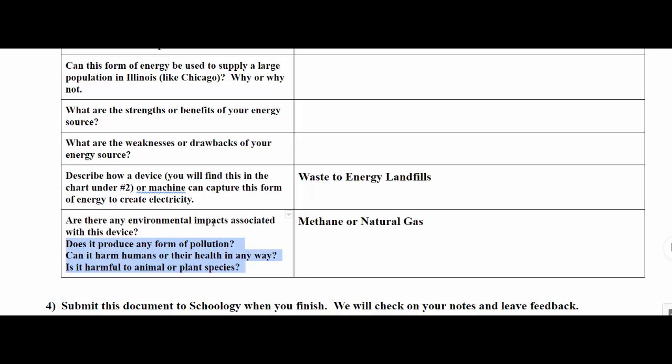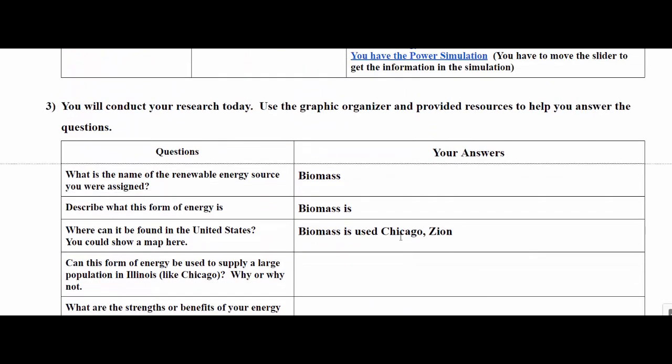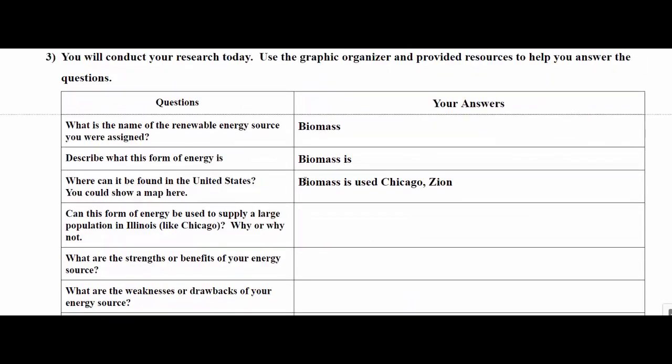Does it produce any form of pollution? Can it harm humans or their health in any way? And then, is it harmful to animal or plant species? So these are all the questions we'd like you guys to answer. If you submit your document on Friday, we'll be able to look over it and double check your answers and give you guys feedback, or if there's additional information that you need, give you some guidance on where you can find that.